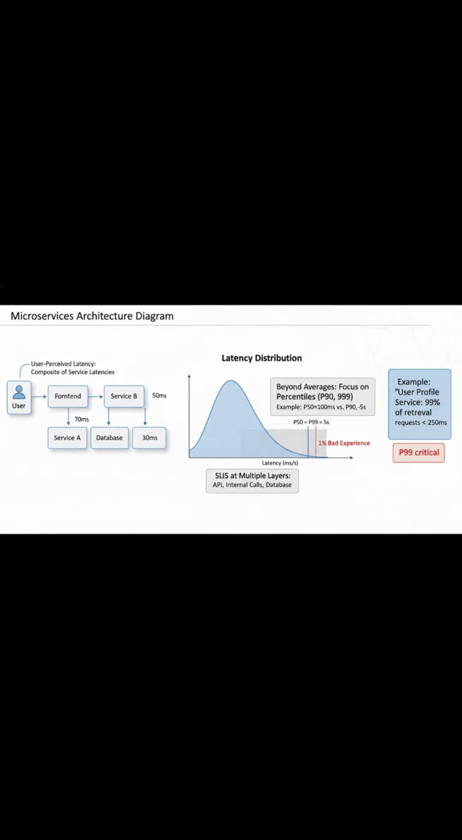For critical user journeys, such as logging in or checking out, we often define SLIs for higher percentiles, like P90, P99, or even P99.9. This ensures that even the slower experiences are within an acceptable bound. Moreover, it's vital to define latency SLIs at various layers: external-facing APIs, internal service-to-service calls, and database query times.